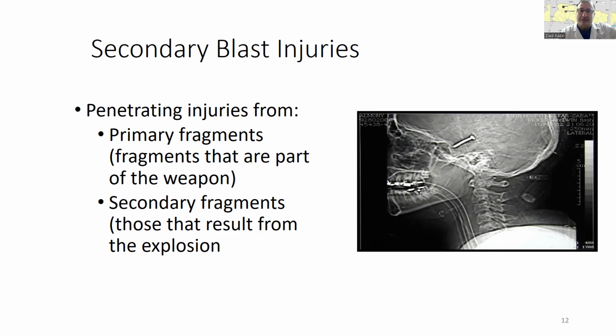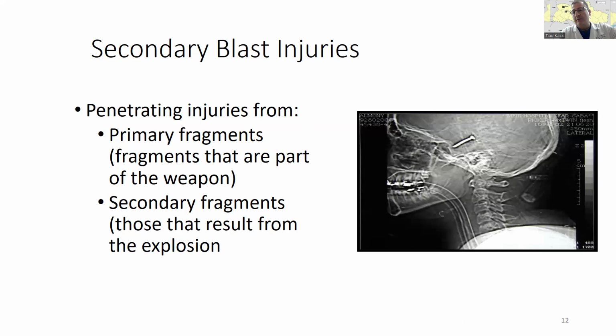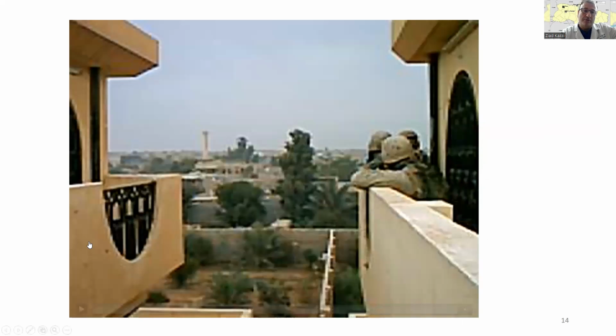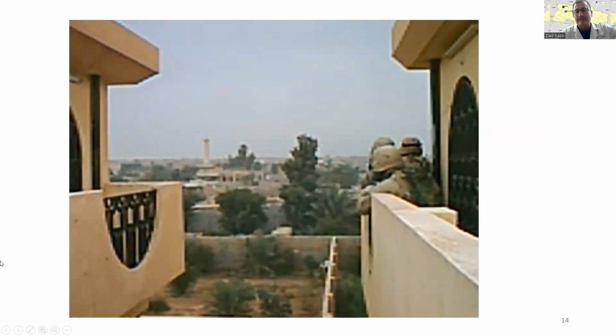Now, if you do have diagnostic resources, the CT scan or even plain films can help you find some of these radio-opaque fragments. But again, on physical exam, they may be difficult to discern initially, as you see here from the hole in the chest and the nail in the lung, or here from the nail in the brain that actually entered the brain through the mouth in the specific case. And remember also, lastly, that these secondary blast injuries can occur at a long distance, especially in an open space.